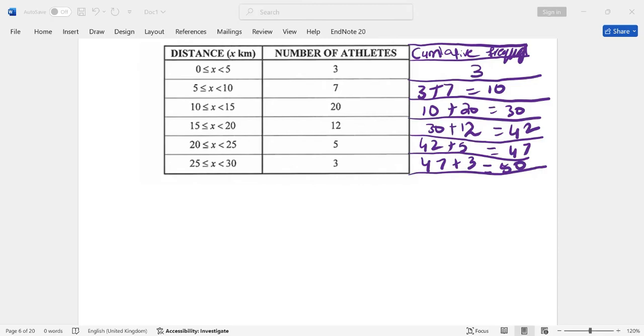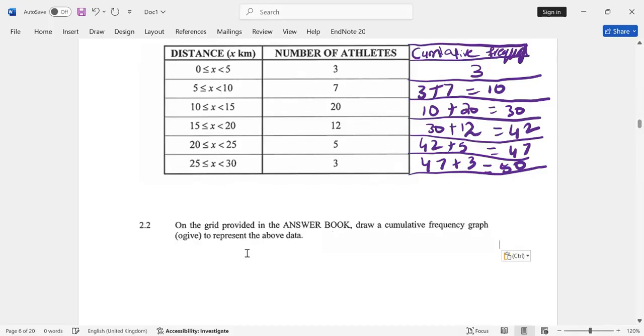So the next question is about 2.2. All right. On the grid provided, okay, we have to draw the cumulative frequency Ogive graph. All right. So we plot the cumulative frequency against the upper class boundary of each interval starting at 0, 0 and ending at 30, 50. Ensure the curve is smooth.